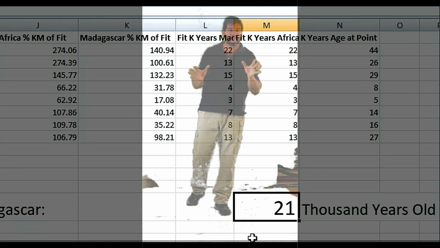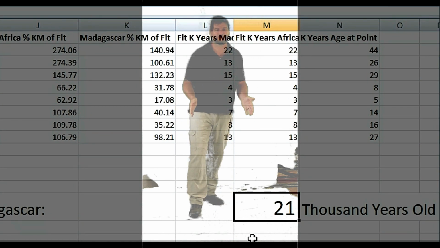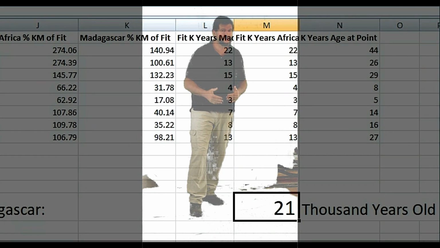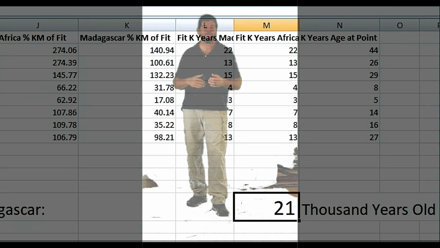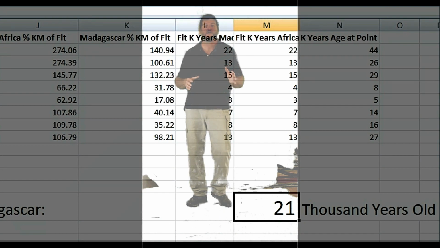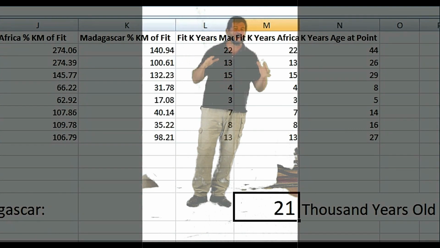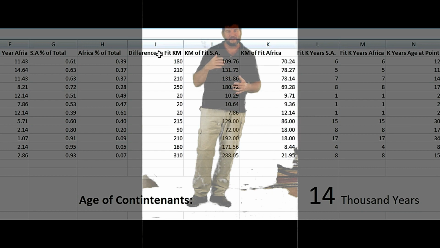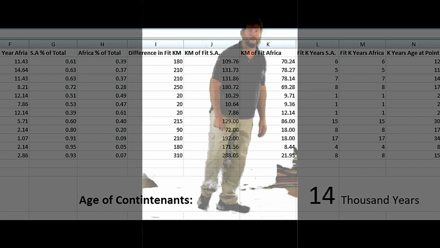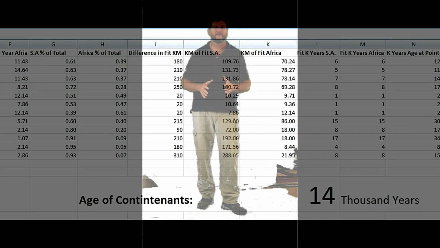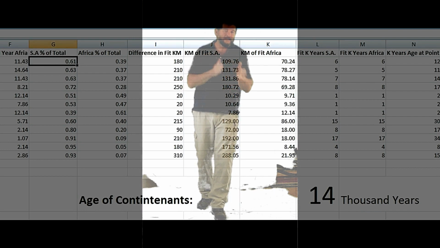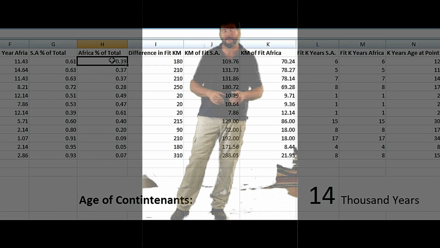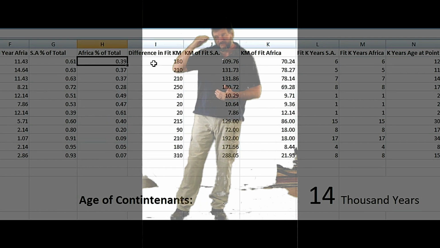When all the ages are completed for each point, then average all the determined ages for those points together. Now repeat this same process and determine the distance per ocean rise over time for the age of South America and Africa. This gives us an estimated age of the continents according to the entropy that occurred over the last 14,000 years.